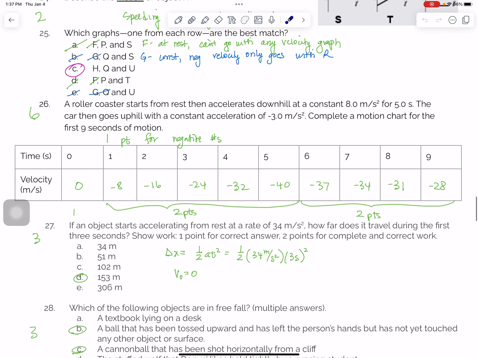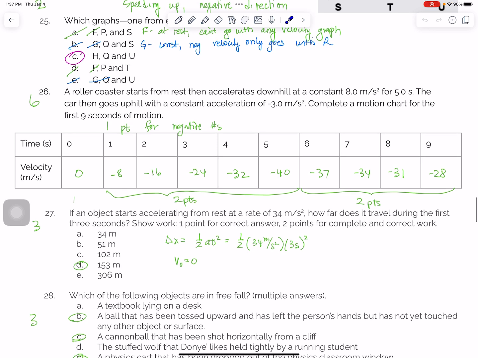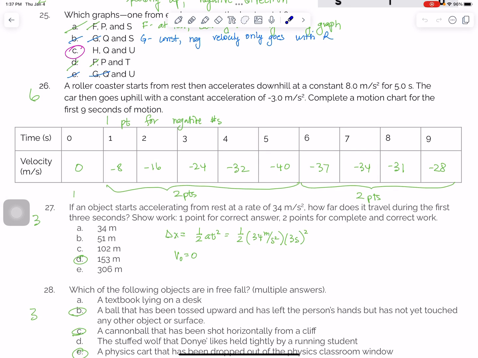Okay, a roller coaster starts from rest and accelerates downhill at a constant 8 meters per second squared for 5 seconds. So it starts from rest, so my initial velocity is 0, so you get a point for doing that. And then negative velocity, so -8, or negative acceleration, each second it's increasing by 8 meters per second. So -8, -16, -24, -32, -40. So I gave you 2 points for your numbers and then 1 point for having negative numbers.